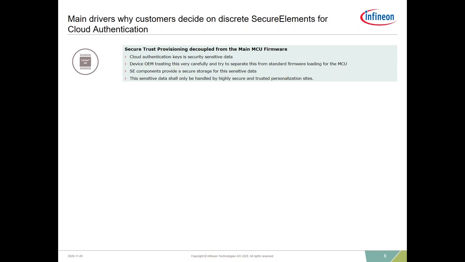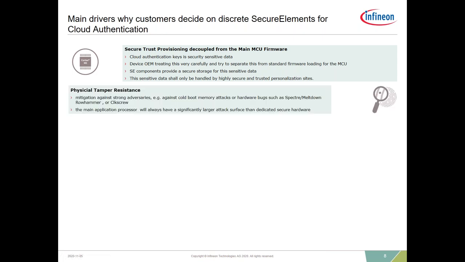So typically an OEM comes to us and gives us their trusted credentials, and we personalize them on our CC certified, Common Criteria certified sites, which already provides a good level of trust. So it's very important to them to keep this separated. Otherwise, such things could get out of control, right? You never know what's happening with these devices in the EMS. And this is a very important reason why customers come to us for an embedded and external secure element.